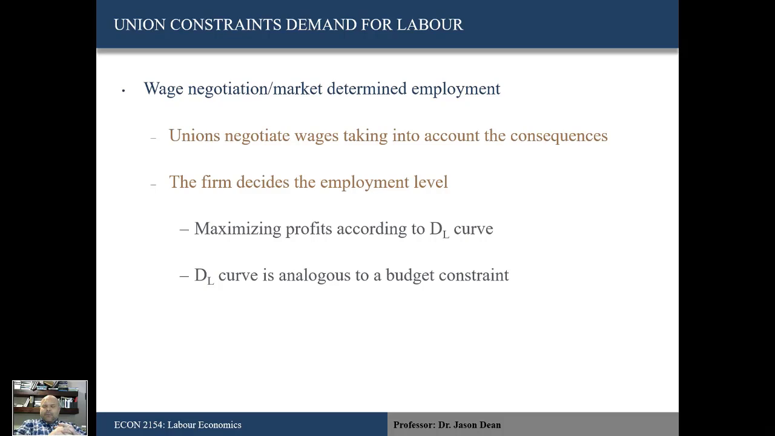We're going to say the firm's going to take a wage as given and then determine what the maximum employment level would be. That would be obtained from the demand for labor curve, which is setting your wage equal to the marginal revenue product of labor. So the demand for labor curve in this case would be analogous to a budget constraint. The union is trying to get the highest negotiated wage, but of course they can't just get whatever wage they want; they have to take the firm's labor demand curve as a constraint. And so the equilibrium here is the tangency of the iso-utility curve with the demand for labor curve.